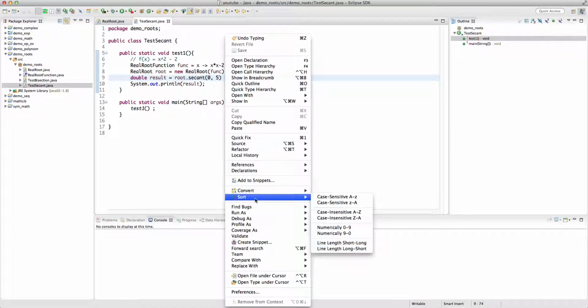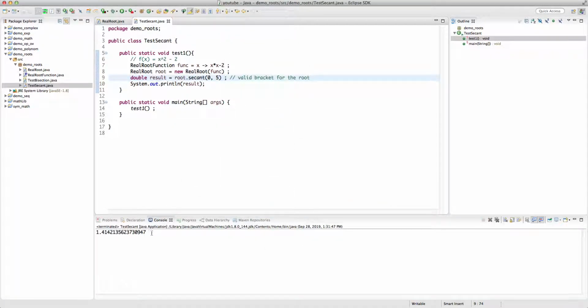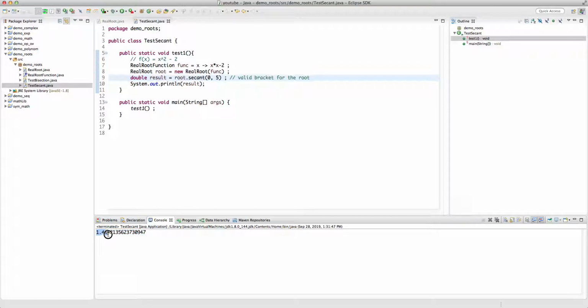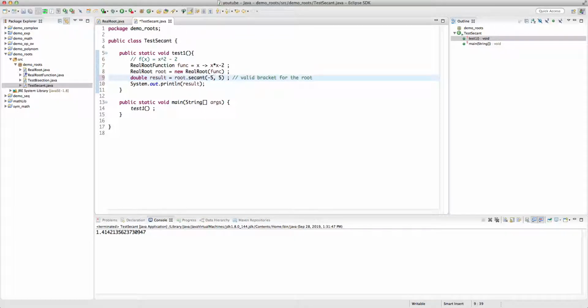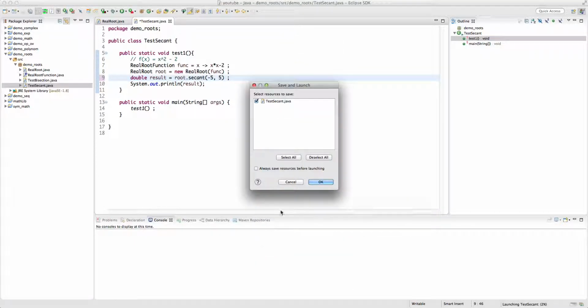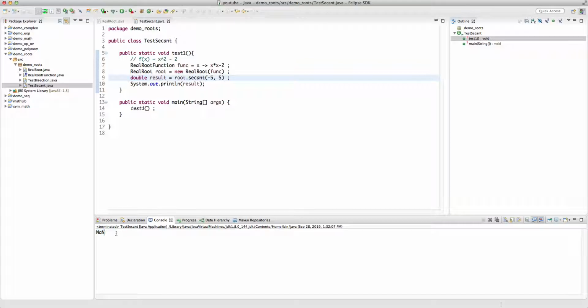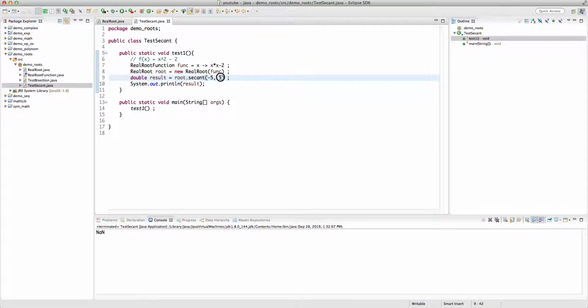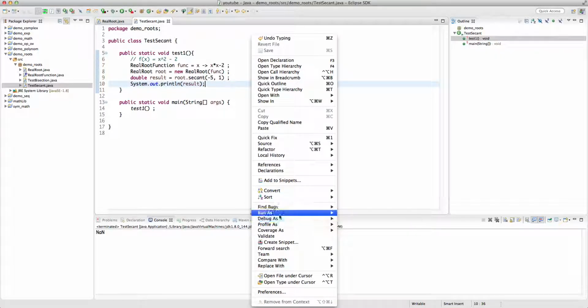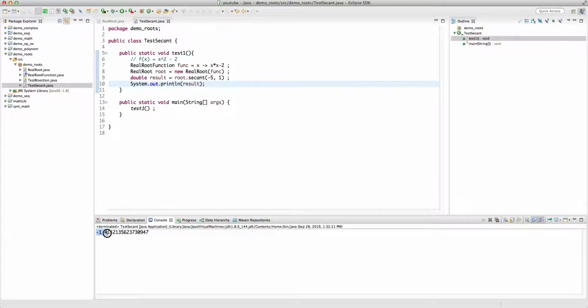Okay, so let's see what happens with the secant method. So it converges quickly to 1.414213, which is the root, right? And if I go minus 5 to 5, this is not a valid bracket, right? Because at minus 5 and at 5 the function is positive. So we end up with a nan, all right? If I go minus 5 to 1, this is still a valid bracket, because at 1 we get minus 1, at minus 5 we get a positive number. So this should converge to minus square root of 2.